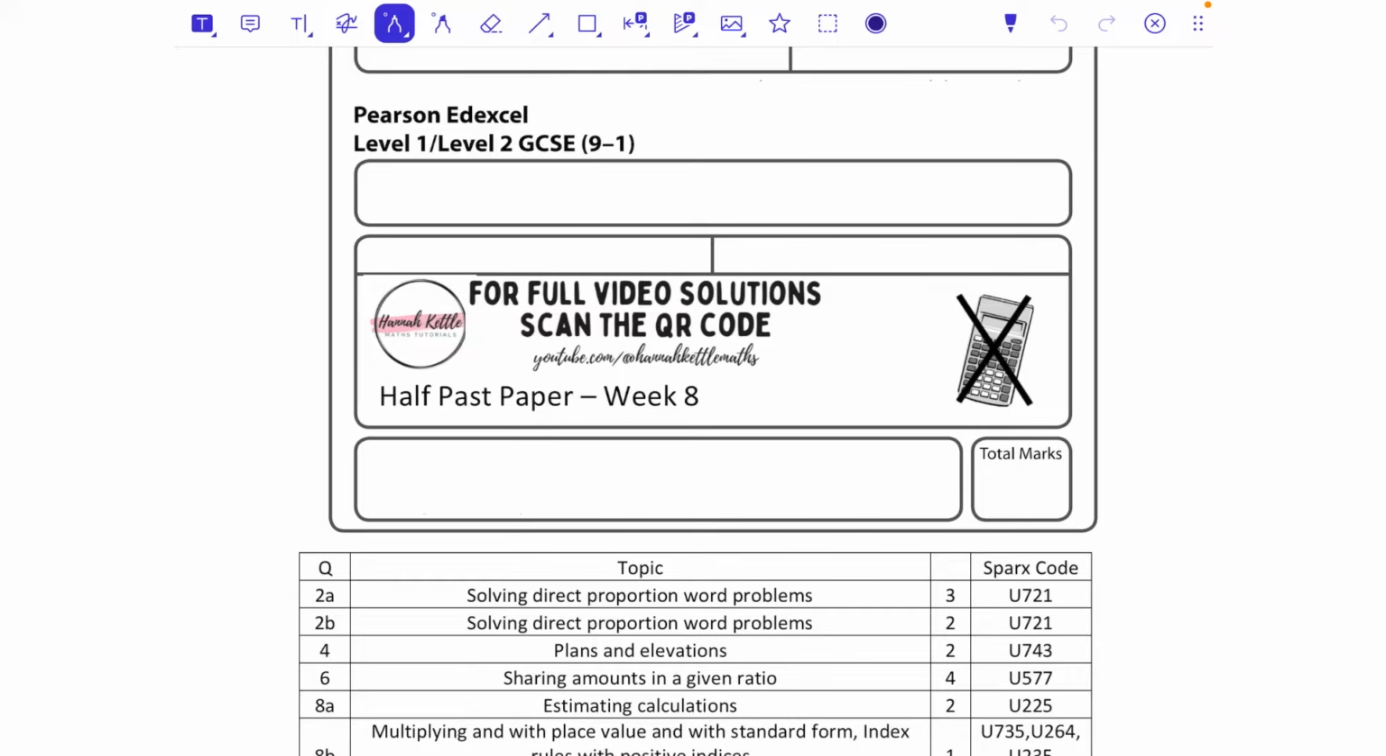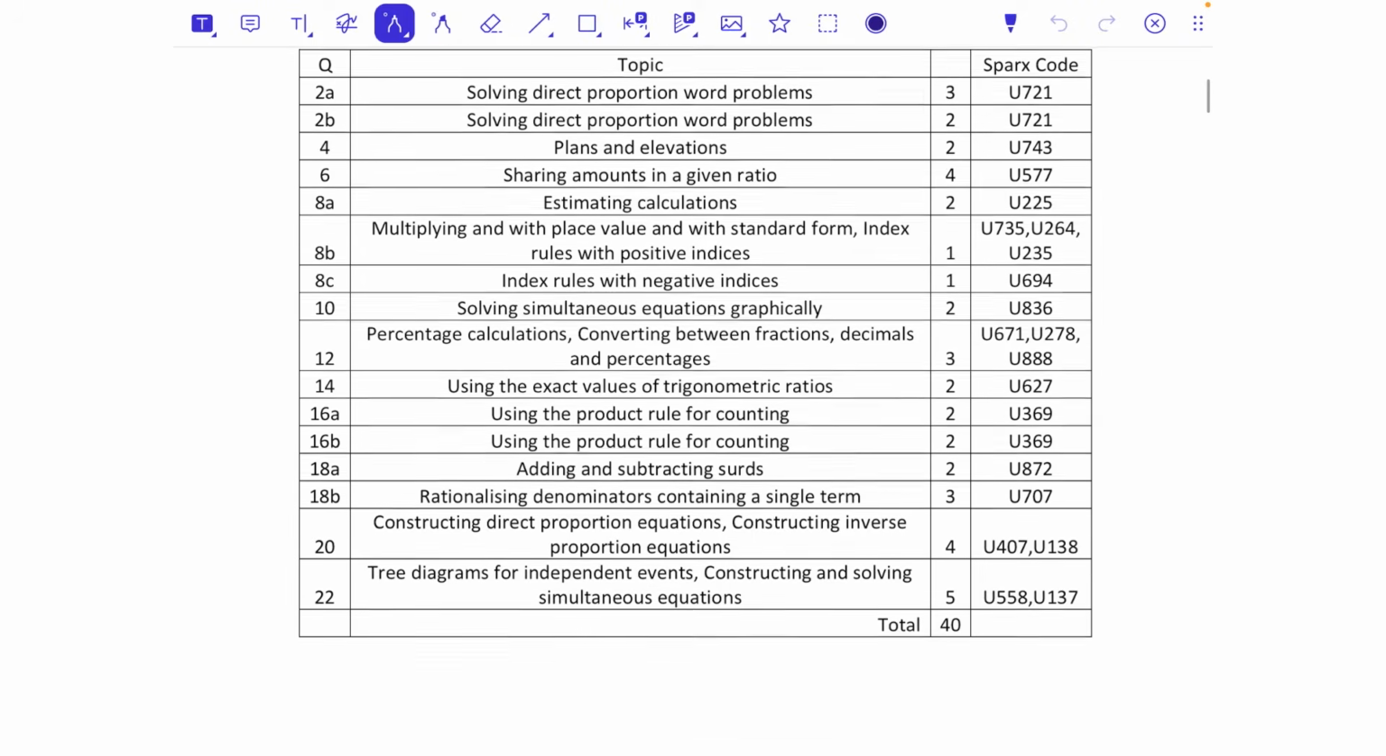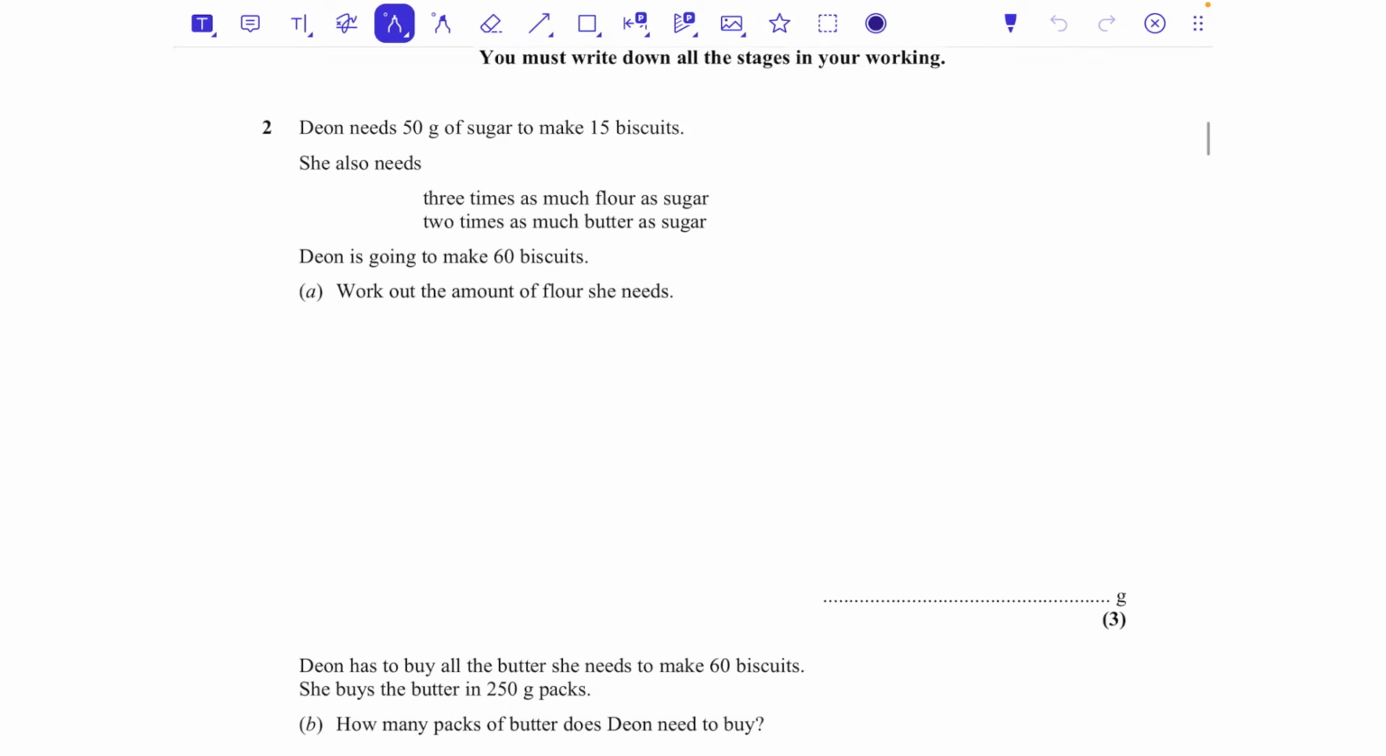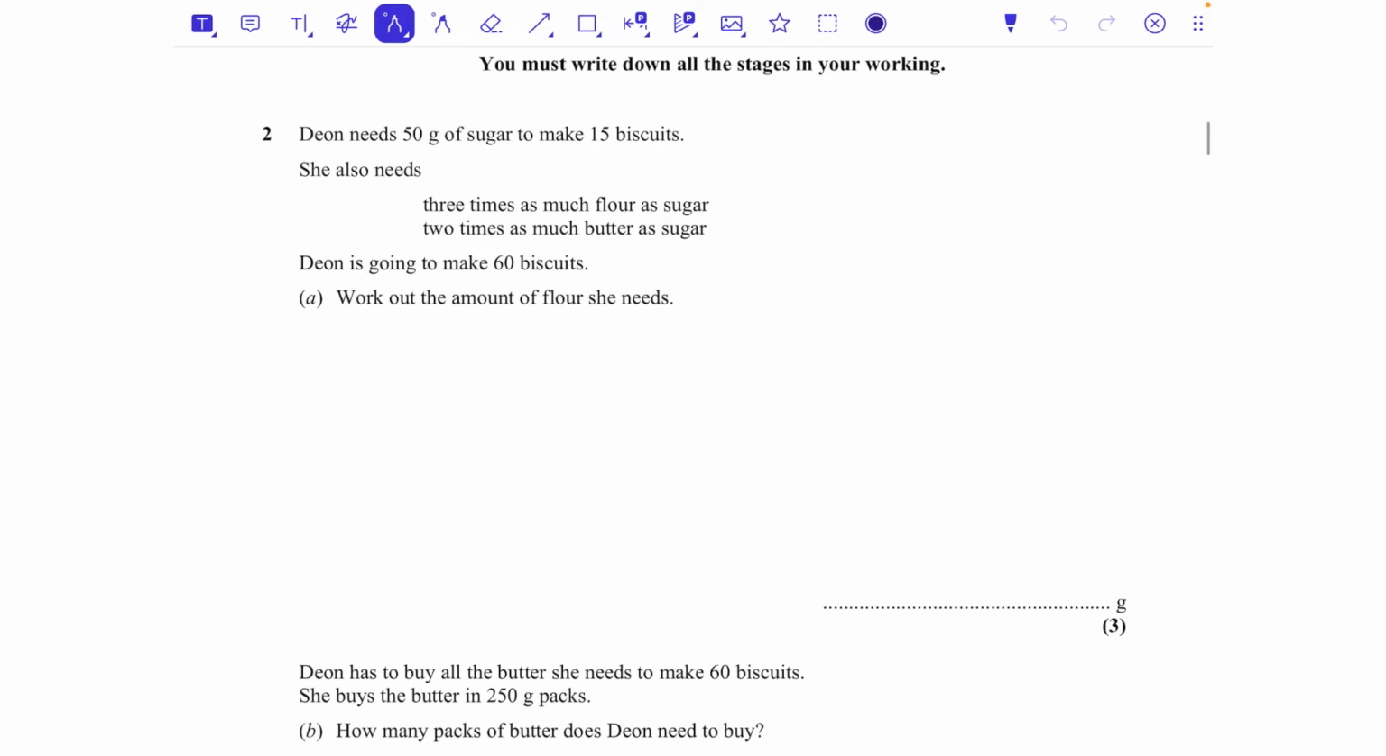So this is half past paper, week 8, non-calculator again this week. We did non-calculator, all the odd numbers last week, and this week we're doing all the even numbers. 40 marks on this one. And as usual, all of the topics and all of the Sparks codes. If you do have access to Sparks Maths, then those are the codes of these topics, just so you can go away and practice them more if you think you might need a little bit more practice on any of those questions. Okay, question number 2.